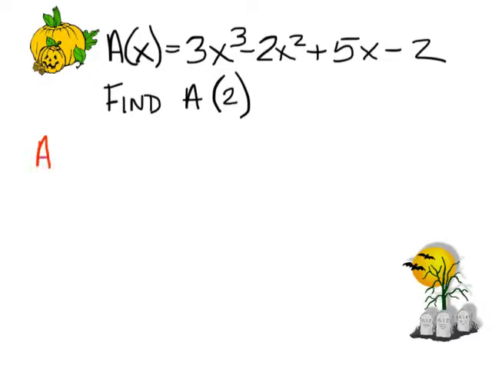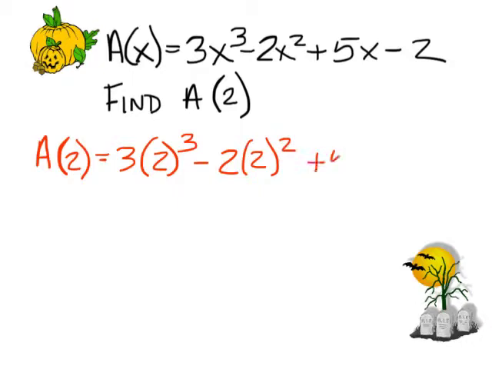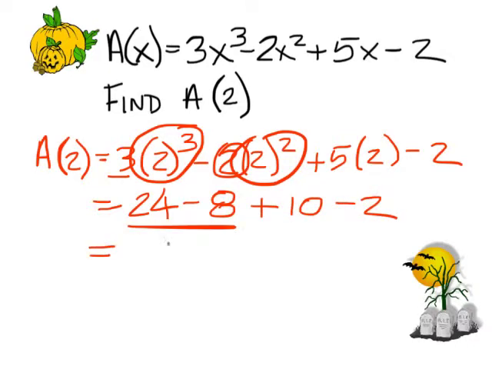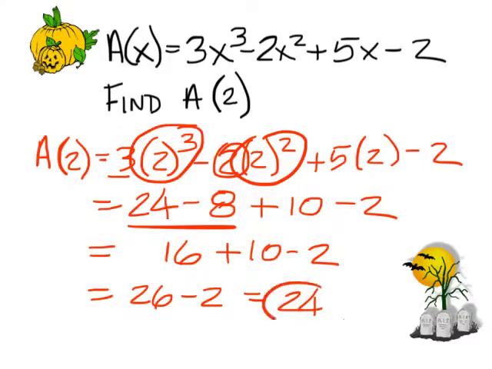You're going to put a 2 in for a of 2. So that's 3 times 2 cubed minus 2 times 2 squared plus 5 times 2 minus 2. This is 8. 2 to the third is 8, times 3 is 24. And then this is 4. 2 squared is 4, times 2 is 8. And of course next you have 10 and then minus 2. So that is a 16. Add 10 to it to get 26, and subtract 2 to get 24.